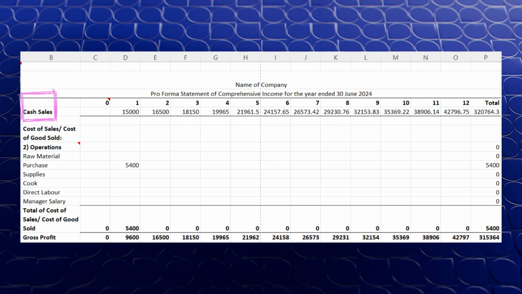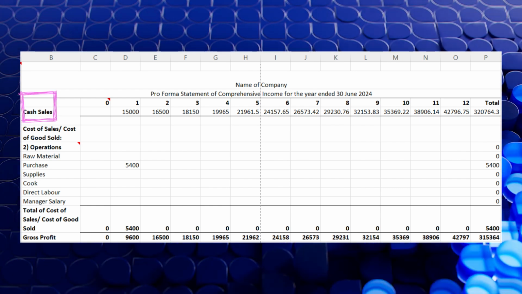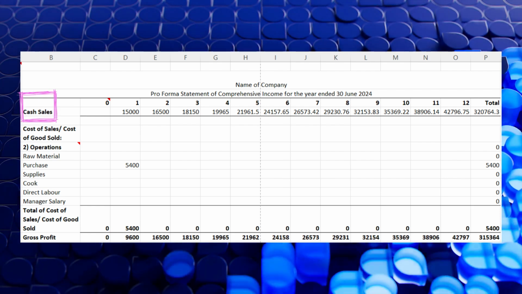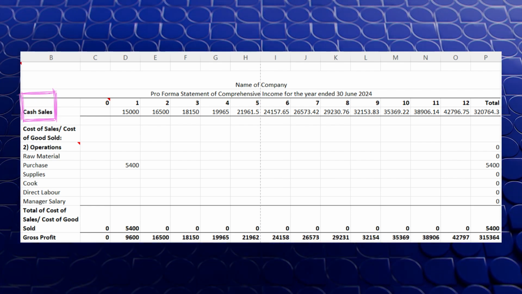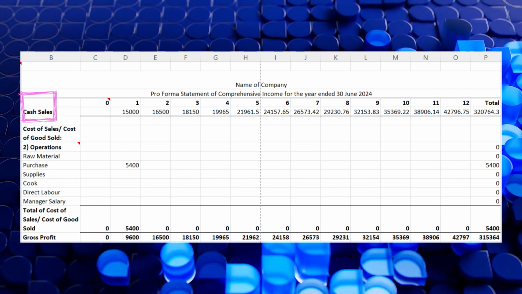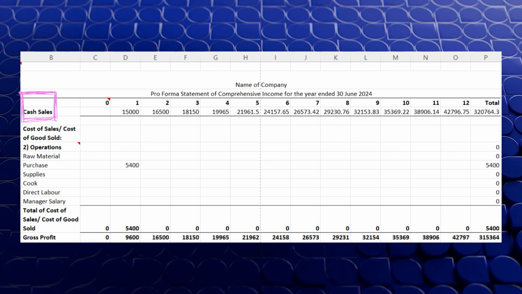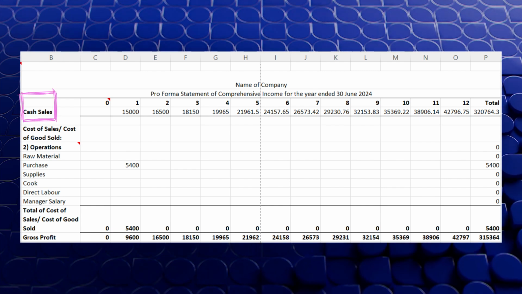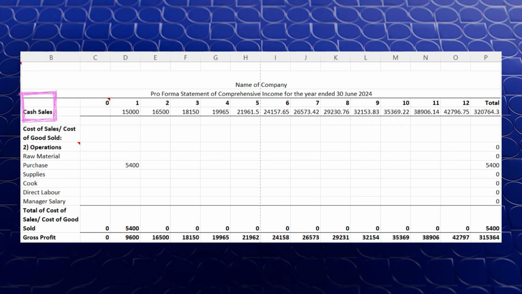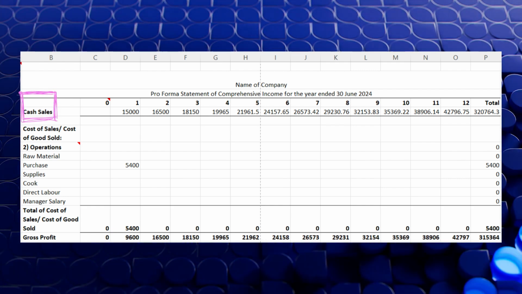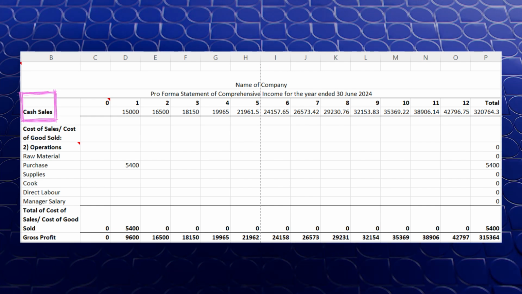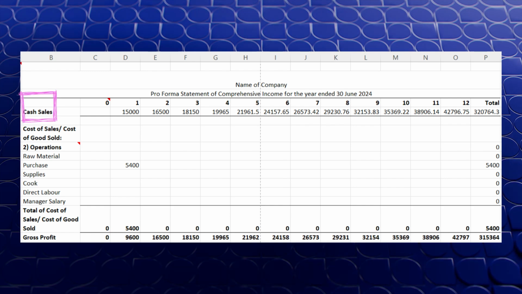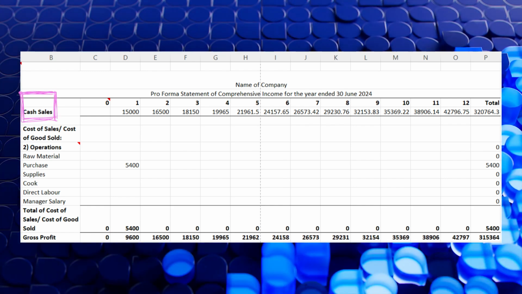Recall from your PFCF sheet, we found our cash sales is increasing, or debiting, our cash in accounting language. Now, the sales value in this PFSOCI is in crediting. No worries, you may copy this data from the previous sheet, the PFCF sheet.